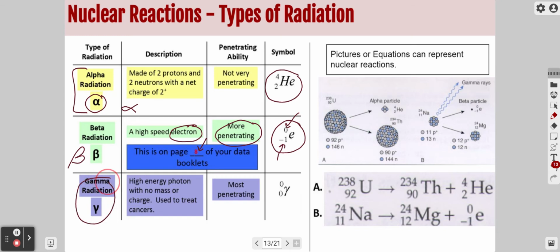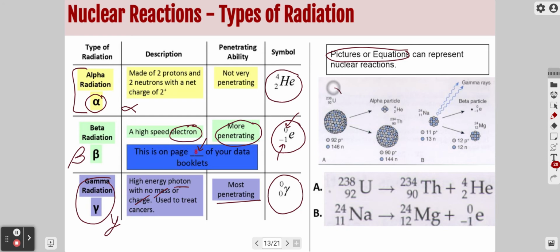Gamma radiation looks like a Y. This is, again, the high energy photon. It has no mass, though, and no charge, right? This is very penetrating, the most penetrating, and this is our symbol for it. Again, all these symbols are in your data booklet. All right, so you can use pictures or equations to represent nuclear equations or nuclear reactions.